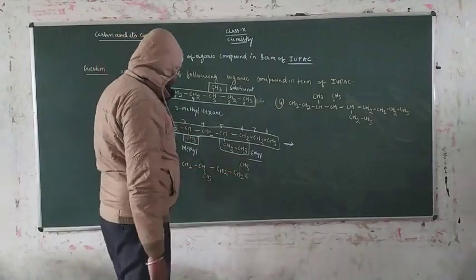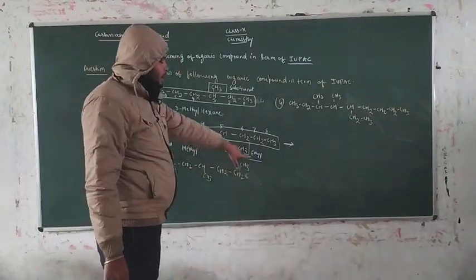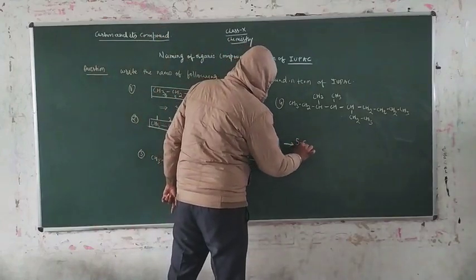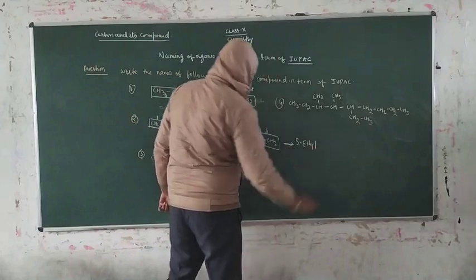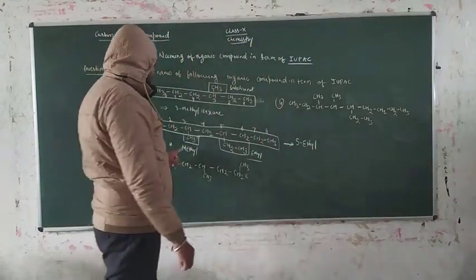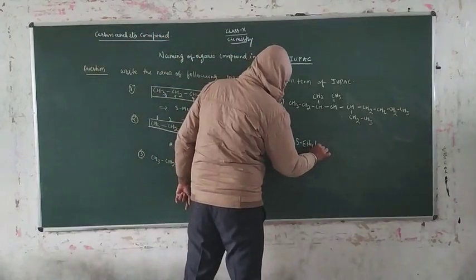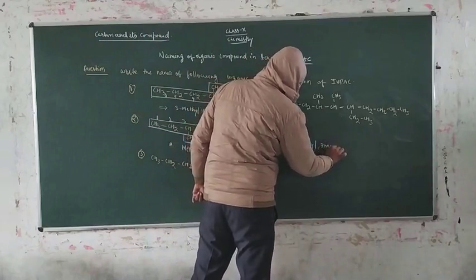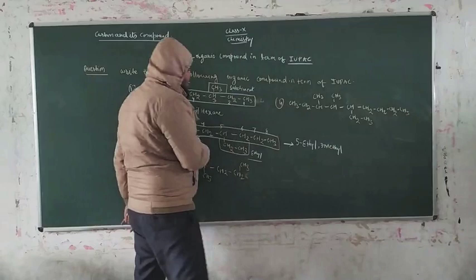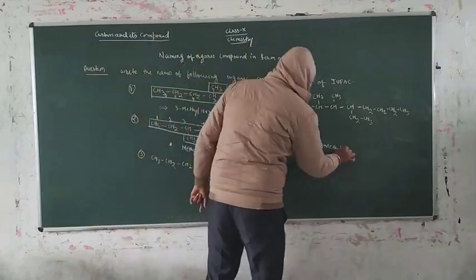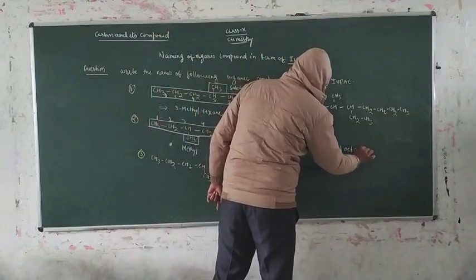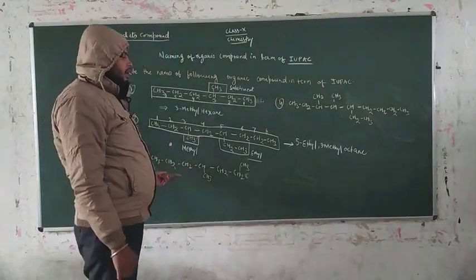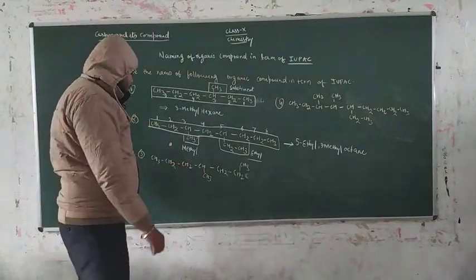For the naming, we have to write ethyl first. That means we write 5-ethyl, again 3-methyl. How many carbons in the parent chain? 8, so we put oct and the single bond ane, octane. This is 5-ethyl-3-methyloctane.